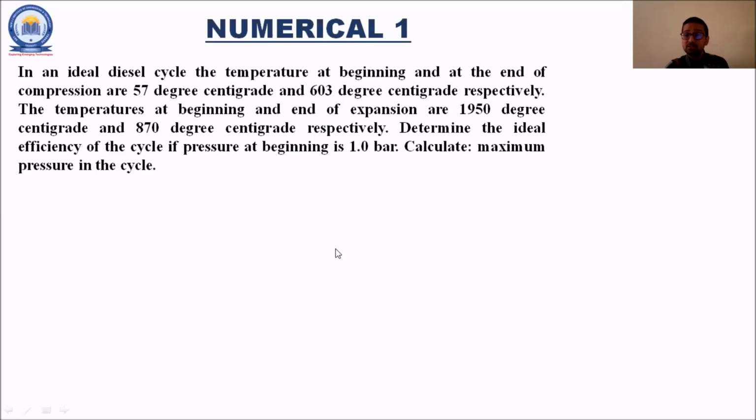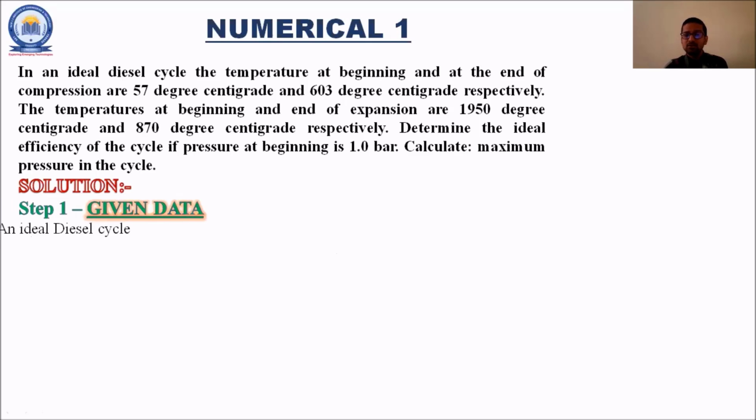In the solution, if you remember, first you need to draw the PV and TS diagrams so that you can understand the data given in the numerical. As per our practice of the presentation, firstly we write down the solution. Then the first step, that is step number 1, given data. The first data given is that it is an ideal diesel cycle.